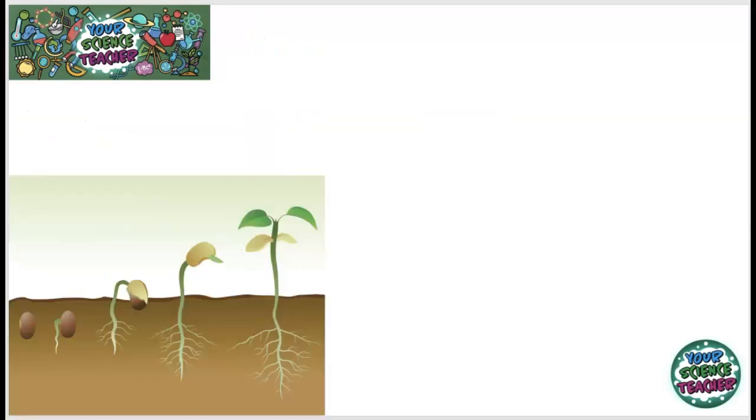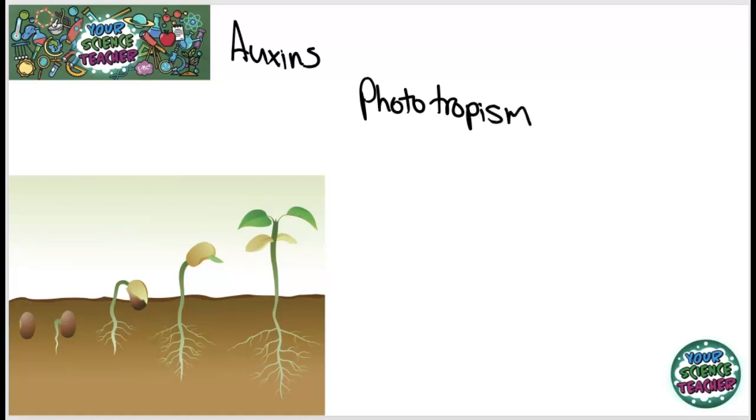Plants also contain hormones, it's important to remember, and the hormone that we're going to look at in plants to start with is called auxins. These are the growth hormones in plants. You have probably noticed with plants, especially plants such as sunflowers, that they will grow towards the light. And this is a process known as phototropism.